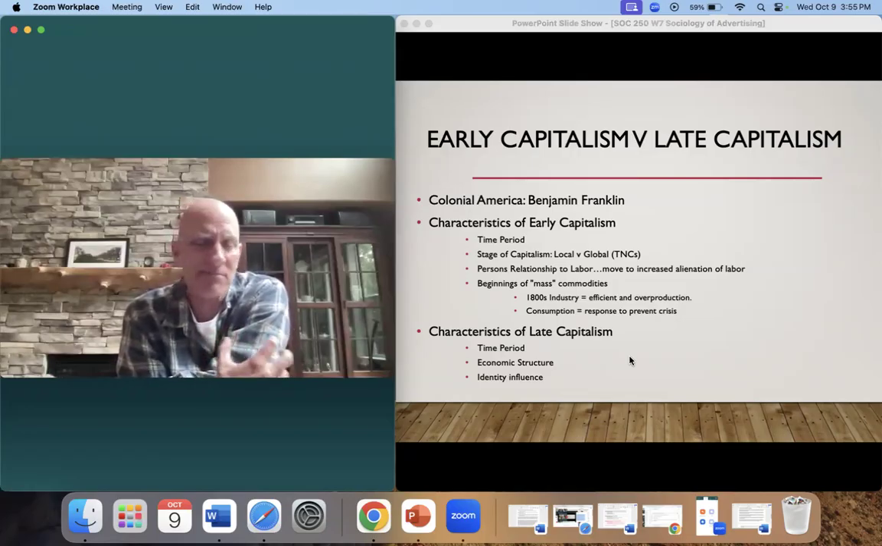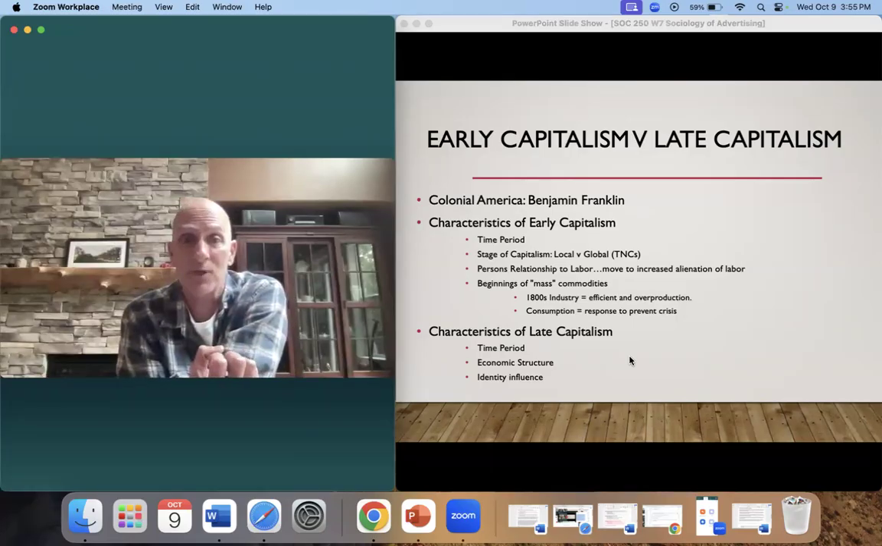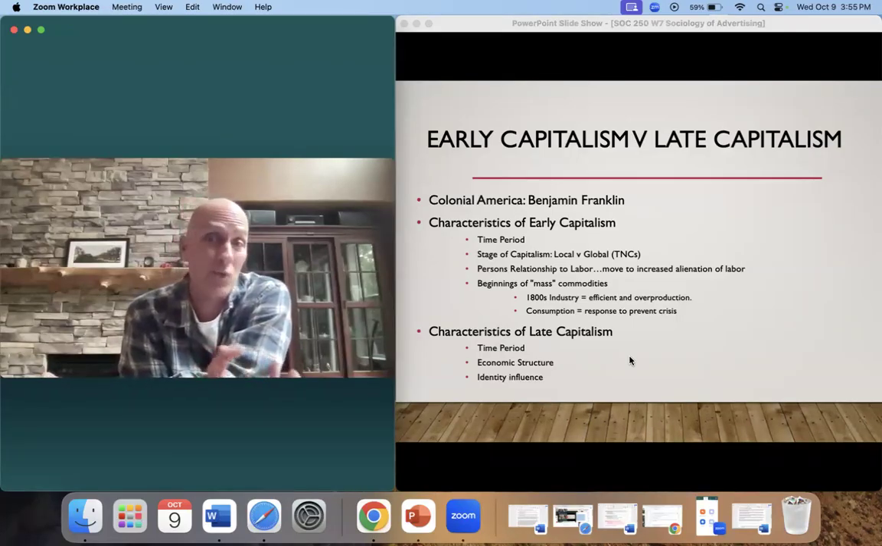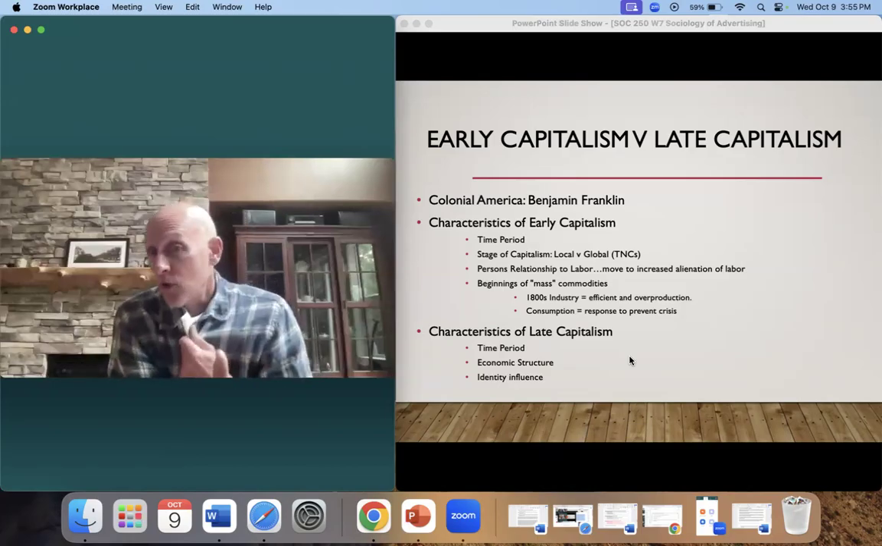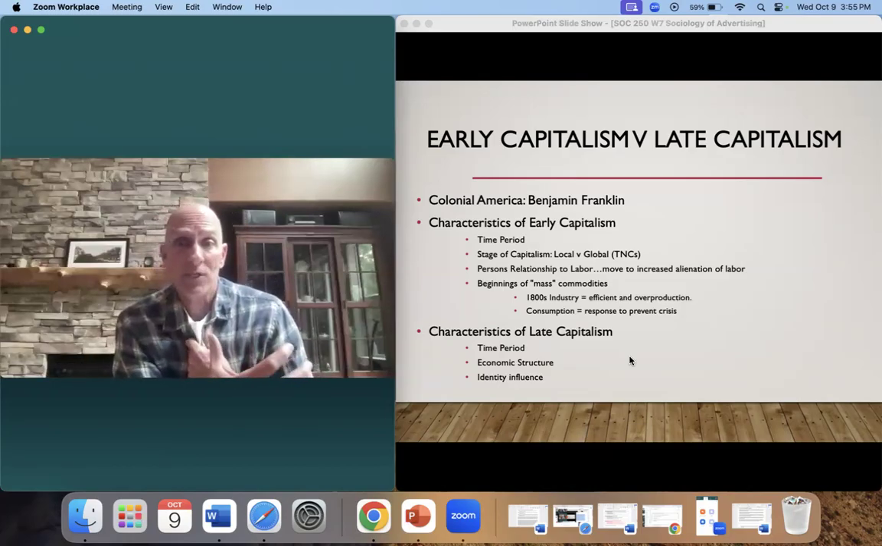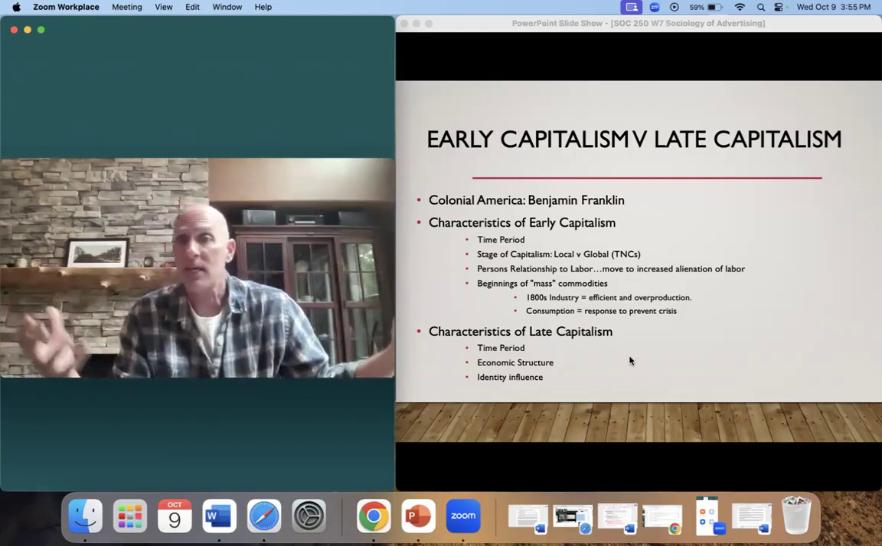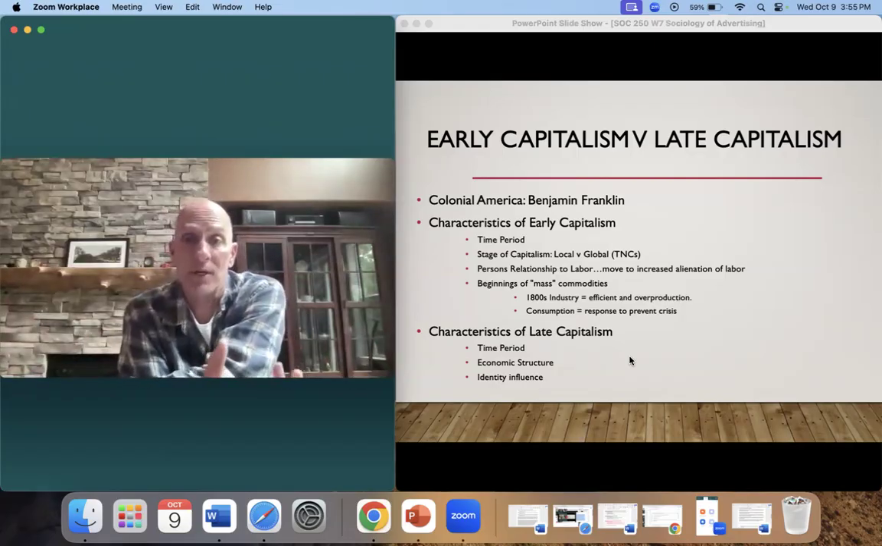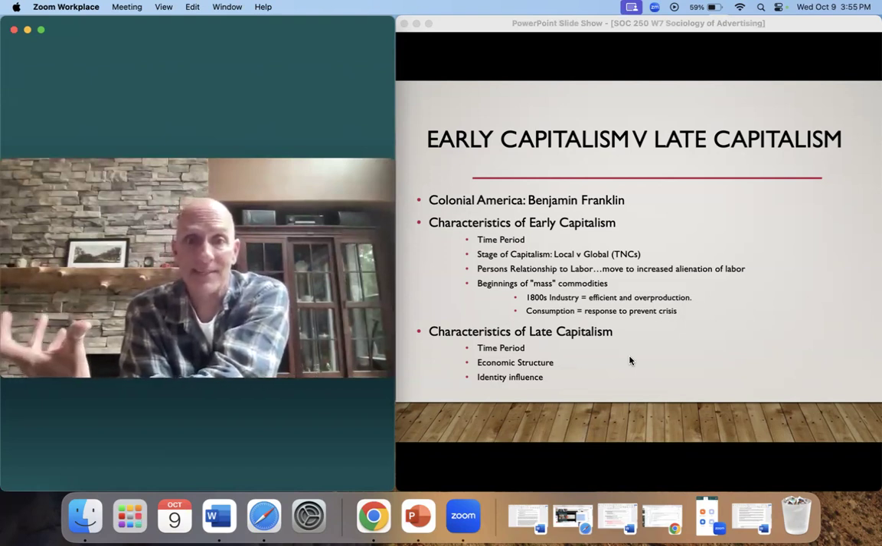Early capitalism, let's say 1800s, early 1900s, things are much more local, much more regional in terms of products being produced, versus global and transnational corporations, TNCs. Garments and clothing came locally, came regionally. And then you see the expansion today. If you look at the clothing and where it comes from, it's going to come from Bangladesh, India, China, different places around the world, right? We're in a different economic system.